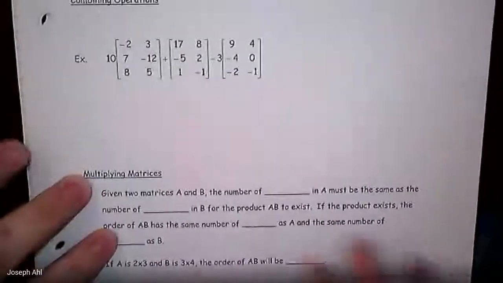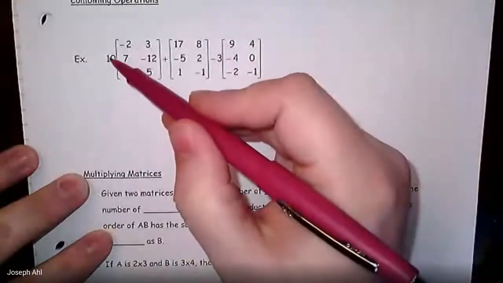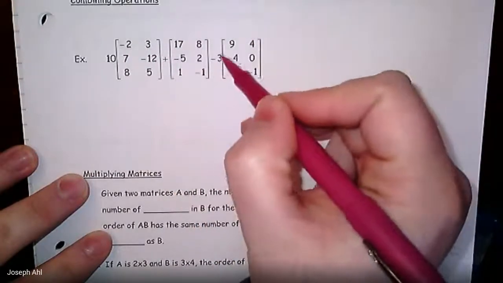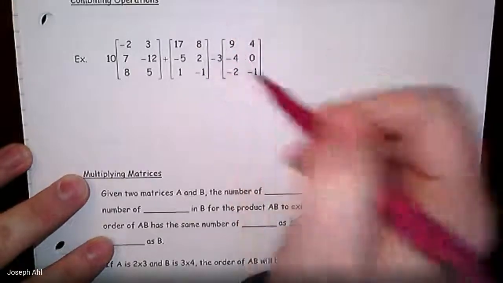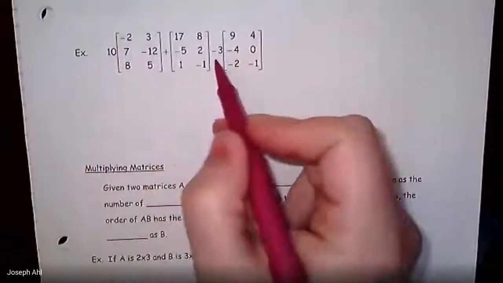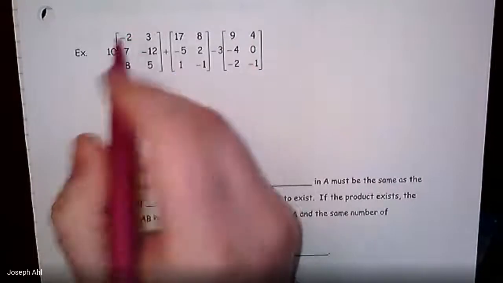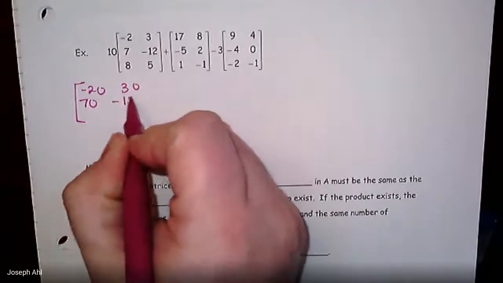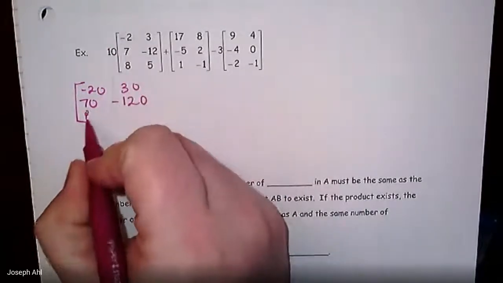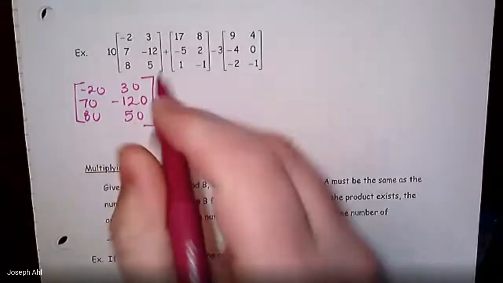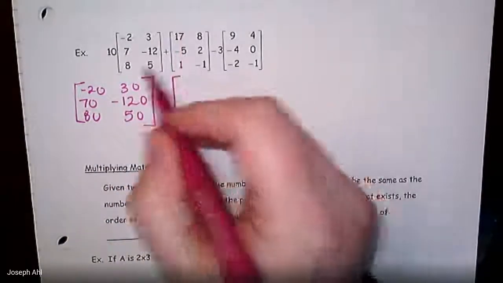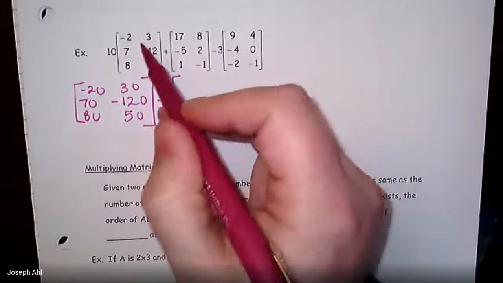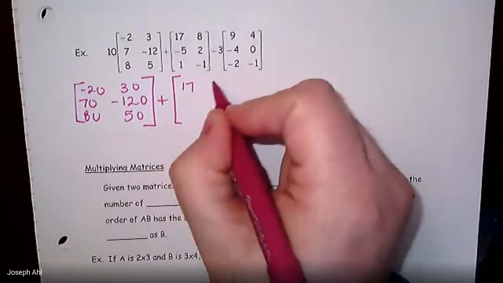So here's an example at the top of the next page where you have to do some scalar multiplication. And then in this case, you're going to be adding this matrix, and then there's some subtraction with another scalar here. The first thing I would do to set myself up is probably distribute those scalars in. So if I distribute the 10 in, this is going to be negative 20, 30, 70, negative 120, 80, and 50. Okay, plus this matrix in the middle. And we can add and subtract all these because they're all the same size. These are all 3x2s, 3 rows, 2 columns. So then the middle one, don't do anything there.